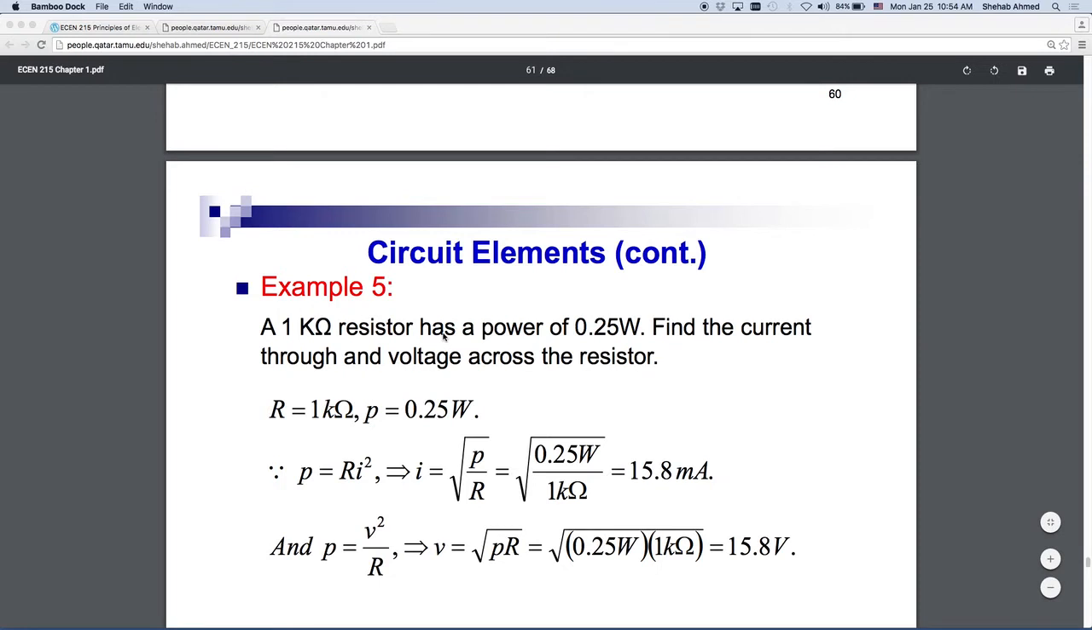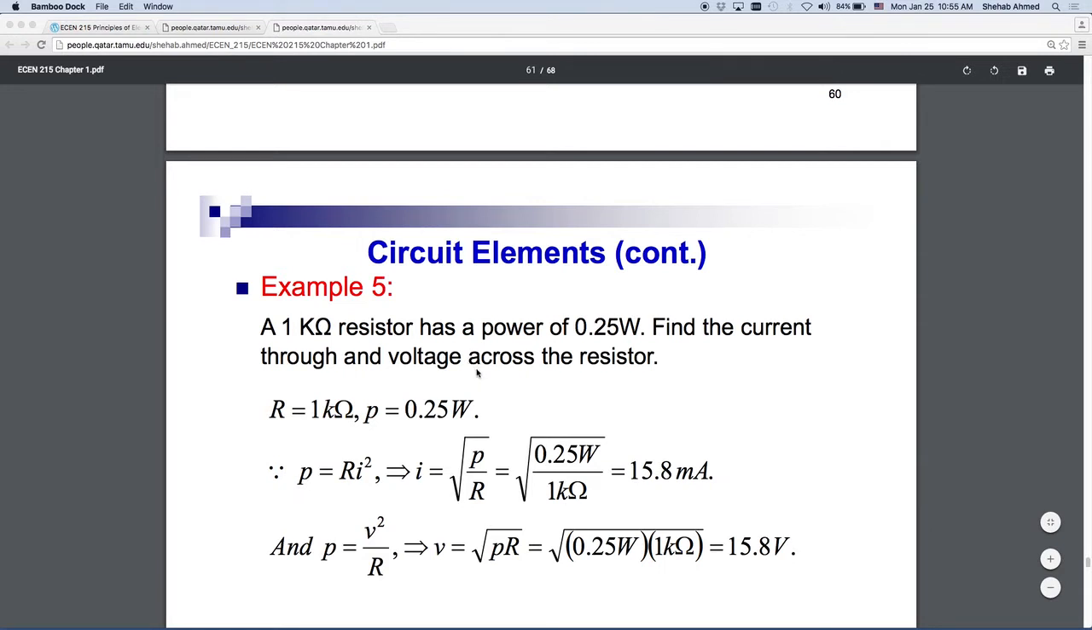So you have a 1 kilo ohm resistance rated at 0.25 watts. Find the current through and the voltage across the resistor. So you're given what? You're given the value of the resistance and its power rating, right? From the power equation, we know that power is equal to I squared R, and power is equal to V squared over R. I'm not given the voltage here. I'm given the power and the value of resistance.